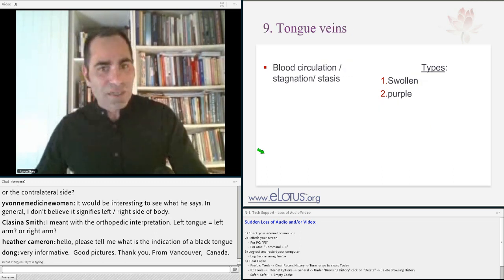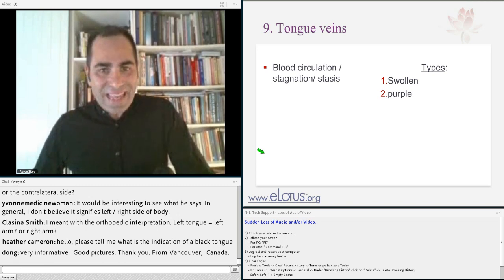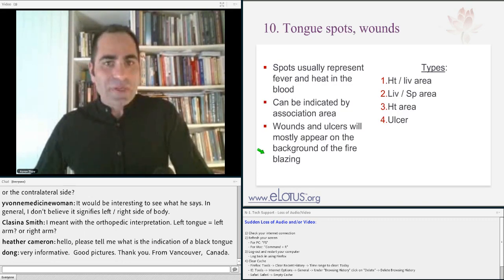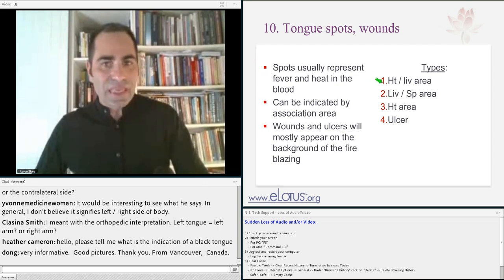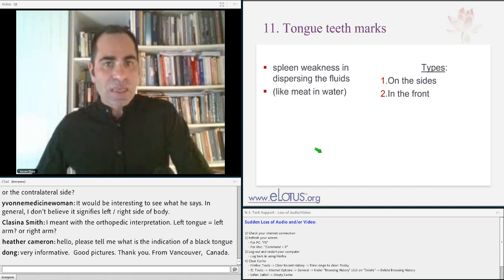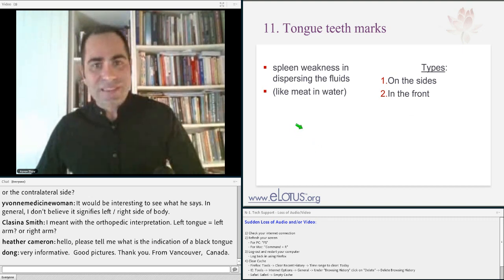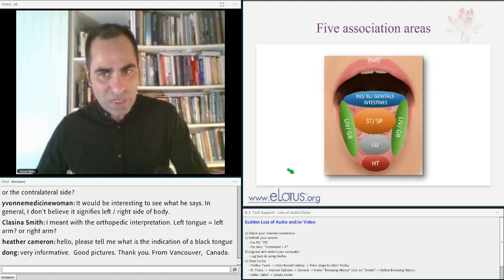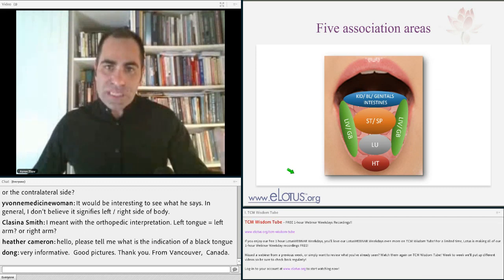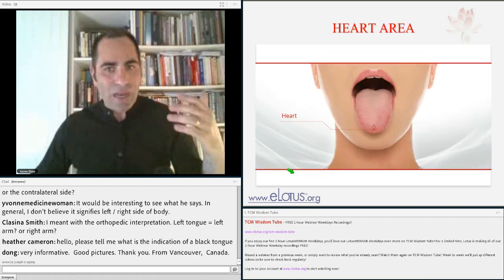Tongue veins, so the blood circulation, stagnation or stasis, and swollen or purple. Tongue spots, so usually they will represent all kinds of fever or heat, and they can be in different areas. Okay, according to that, we can see where the heat is. And teeth marks, again, the spleen weakness with not dispersing the fluids, like meeting the water, and also not enough tonus of the liver. So on the 5 association areas, I will go through this quite fast.